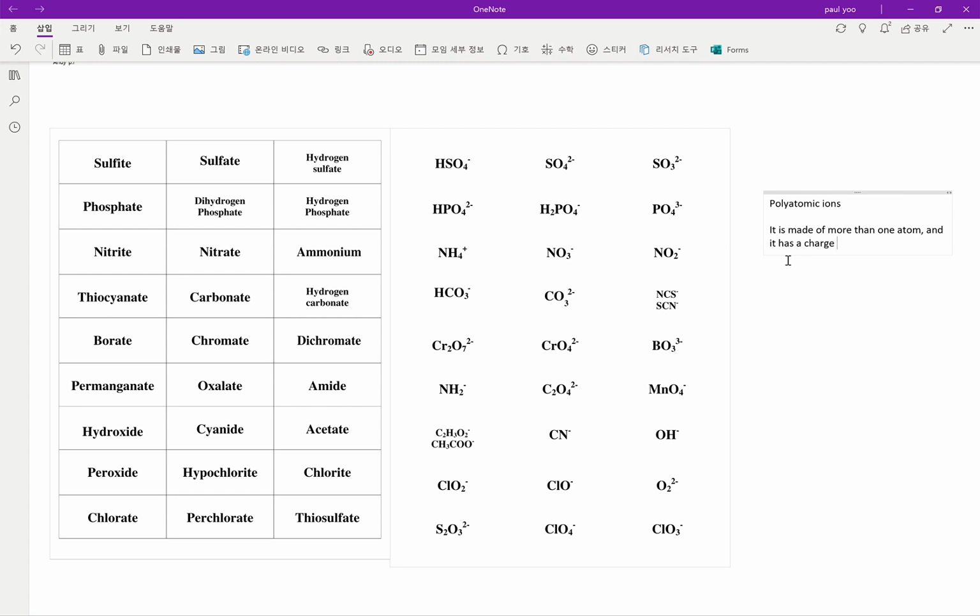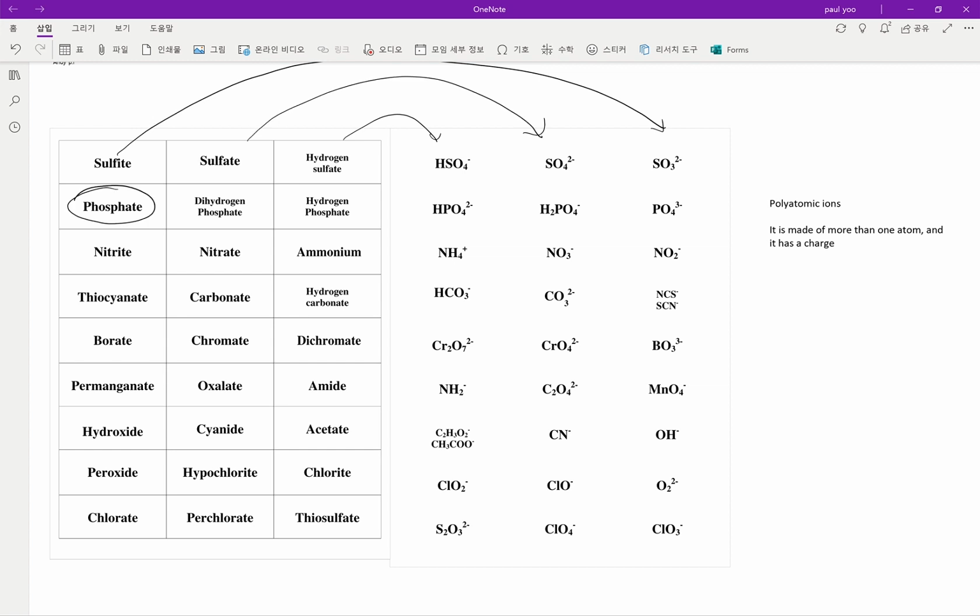So the very first example is sulfite, and sulfite is this one. I think it is supposed to be printed out back and forth so that you can cut it out. Hydrogen sulfate is this one, and sulfate is that one. So the very far left one matches to the very far right one, and this one matches to that one. So you can keep that in mind.